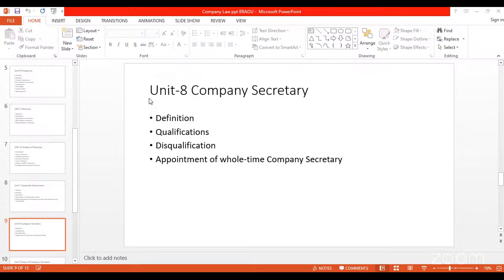Also, he needs to have sound education. That is, the secretary should possess a high standard of academic qualification. Since a company secretary has to perform multiple duties, it is desirable that he should be well qualified, right? Then the next one could be knowledge of office organization and business methods should be known to him.